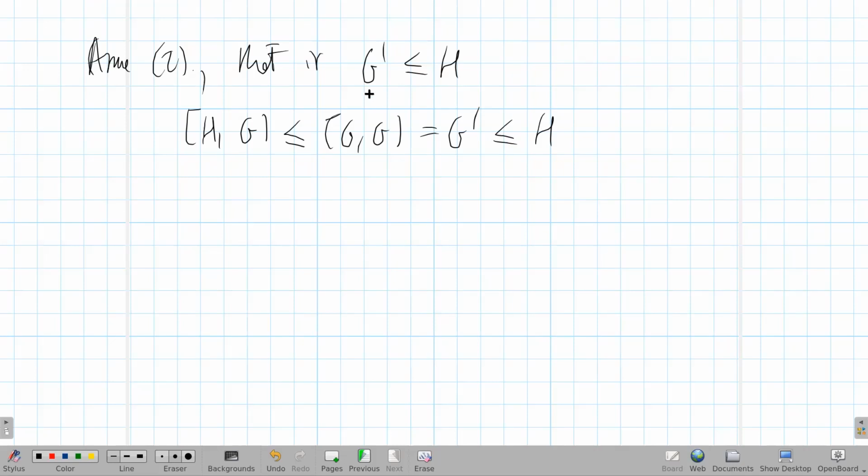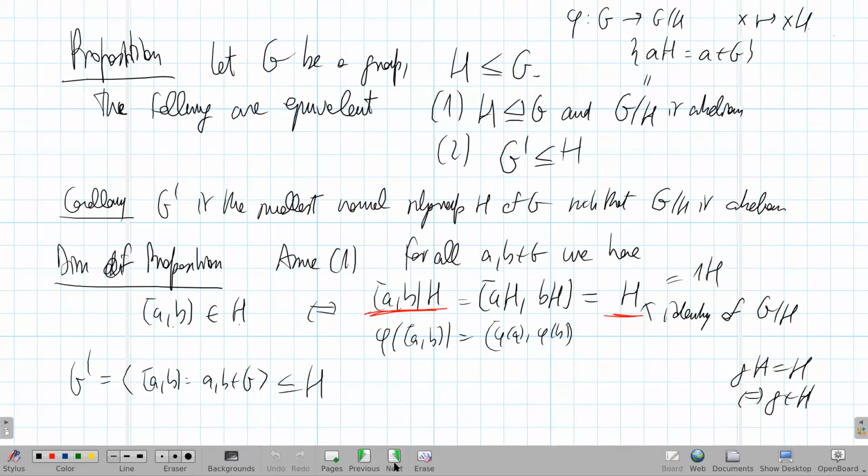And by assumption, this is contained in H. So this is contained in this. As we saw, you'll have to get used to this, but this means exactly that H is normal in G, okay? So we have just used this property that to say that the subgroup is normal in G is equivalent to showing that the commutator between H and G is contained in H.